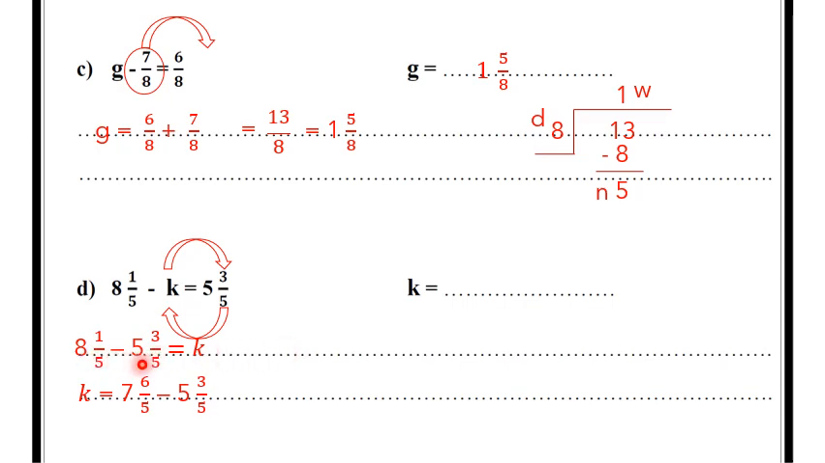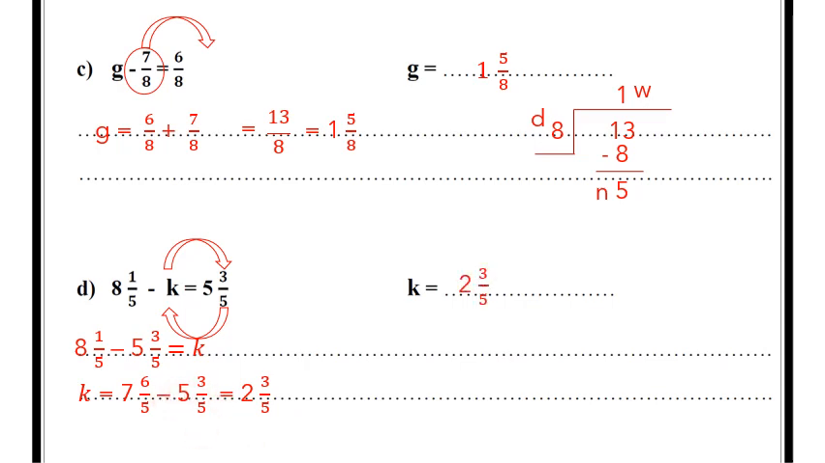Now let's make the subtraction. 8 minus 5, I can, but 1 here is smaller than 3, so I will borrow from 8. 8 will be 7 and I give it 1 in the form of, according to the denominator, which here is 5, so I will give it 5 over 5. 5 over 5 plus 1 over 5 will be 6 over 5. Then minus 5 and 3 over 5. Now I can make the subtraction. 7 minus 5 equals 2, and 6 minus 3 equals 3.